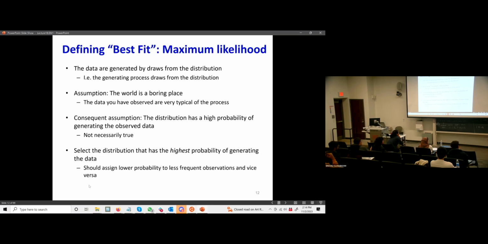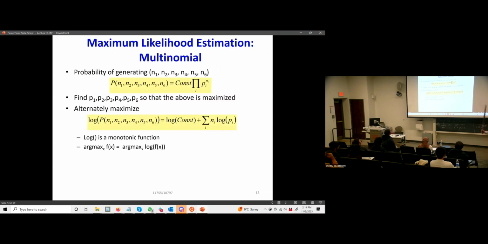Of all the possibilities, you want to choose the one model for which these data are most typical, most probable, right? And so using the world is a boring place principle, you want to choose the one distribution which has the highest probability of having generated these data. And so if I apply that principle to the 2 examples that we just saw, for example, if I have a 6-sided die, then I roll it a bunch of times, and I get the outcome 1 n1 times, the outcome 2 n2 times, 3, 4, 5, and 6 occur n3, n4, n5, and n6 times.